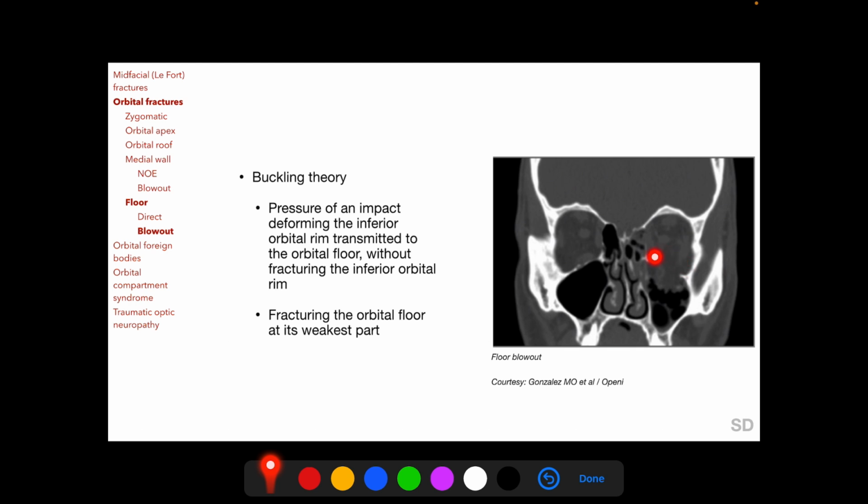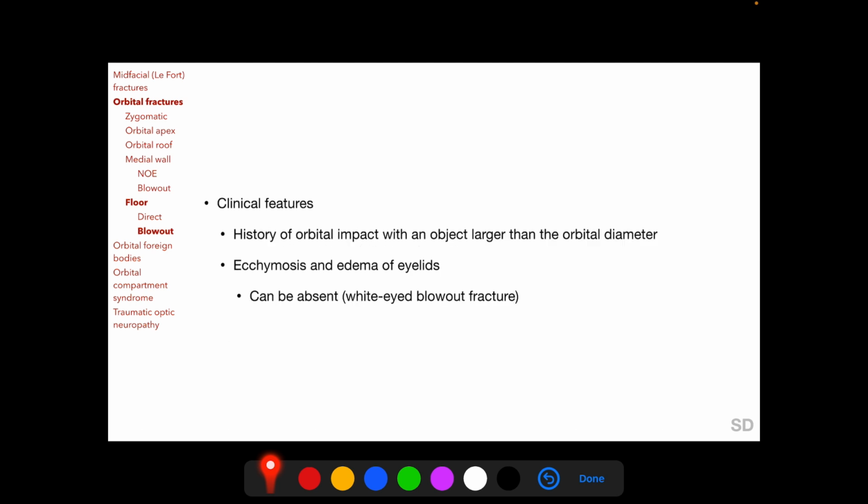So this is a CT scan of a patient with a large blowout fracture of the orbital floor. And patients with orbital floor blowout fractures have a history of orbital impact with an object larger than the orbital diameter. Ecchymosis and edema of the eyelids are usually present, but they can be absent also, and then it is called a white-eyed blowout fracture.